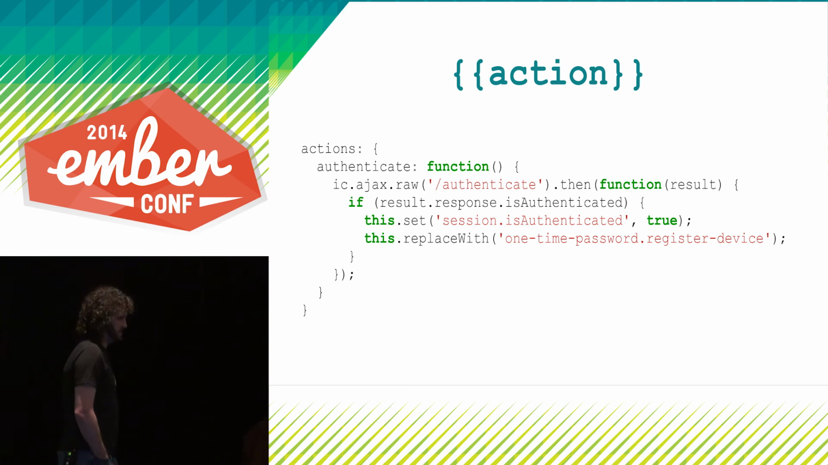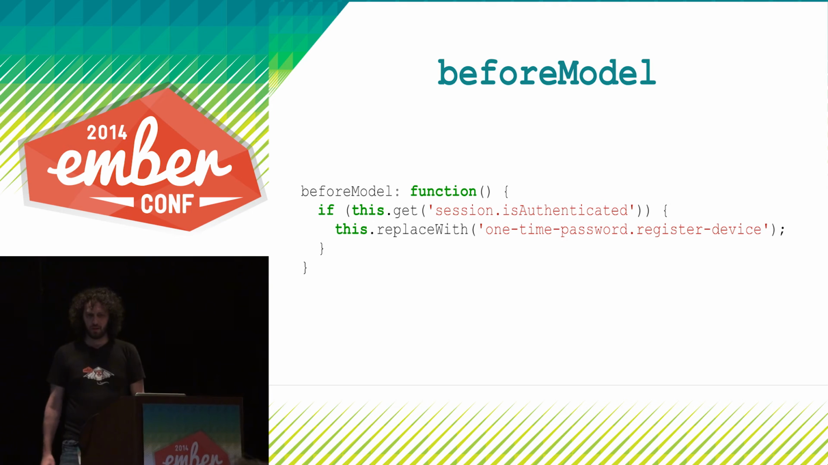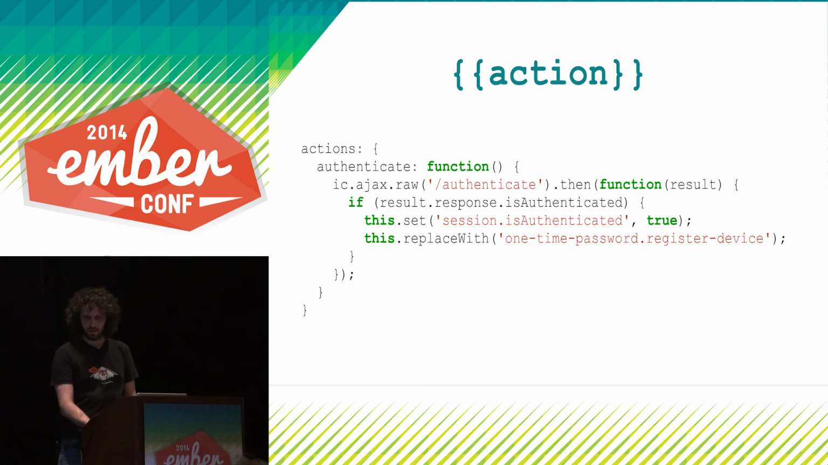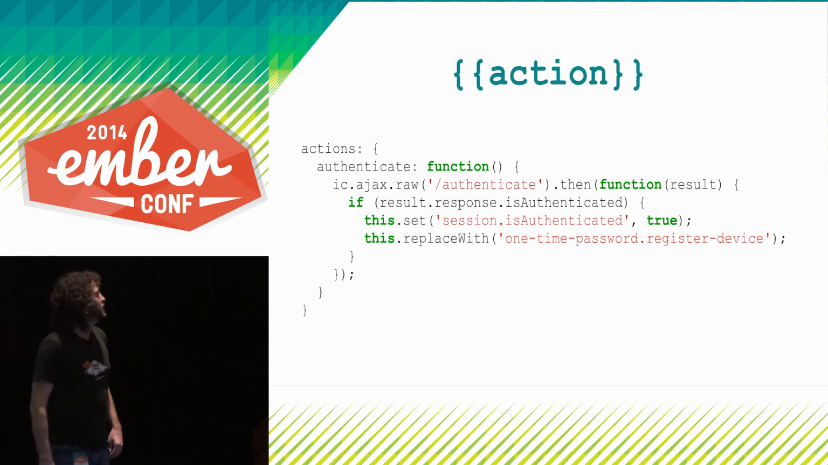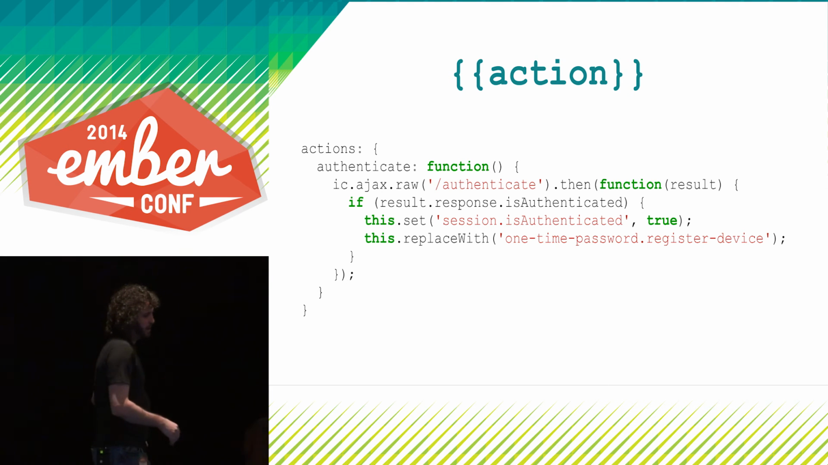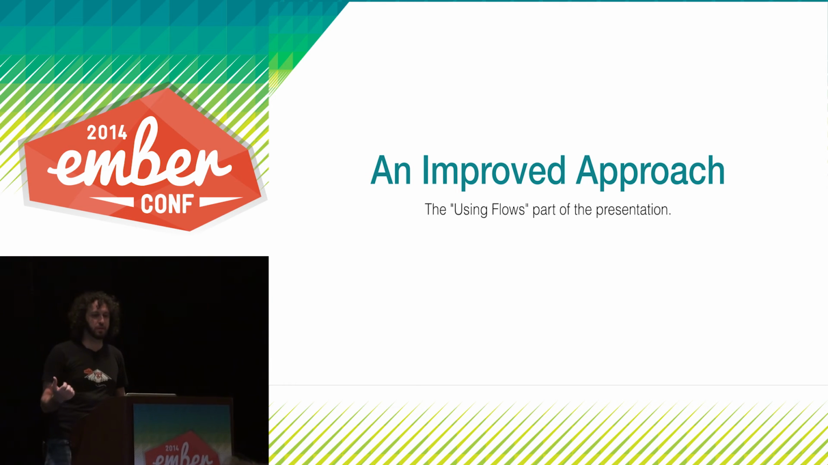Again, this is actually really redundant. Let's go back to before model. 1, 2. Just like a little doctor's office. It's redundant. Why do we have all of this extra unnecessary code? So we want to come up with an improved approach.